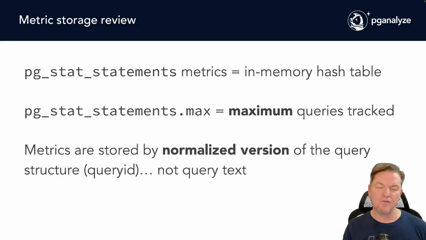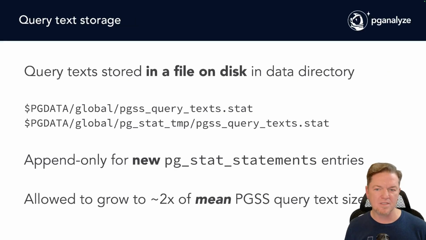So we've talked in the first two episodes about a couple of things. Number one, the actual metrics that are being tracked by pg_stat_statements is an in-memory hash table. That's why, as we talked about in the first episode, we need to configure pg_stat_statements as part of the shared_preload_libraries configuration in Postgres. And in the last episode, we saw that pg_stat_statements has a maximum number of queries it will track based on the max setting. And metrics are stored based on the normalized version of the query structure, that query ID, and then per role per database, not the query text that we see.